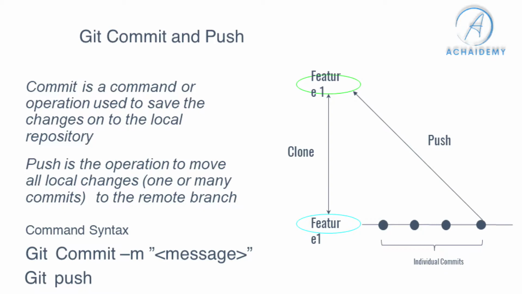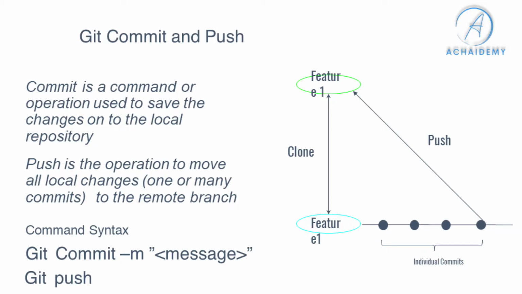Now, let's say you have cloned a branch feature 1 from the server to a local machine. During your feature development, you do multiple commits to save your local changes on a day-to-day basis. Once the feature is complete, you move all your commits together to the server using the push command. The command to commit a change is git commit followed by the commit message, and to push, the command is git push.